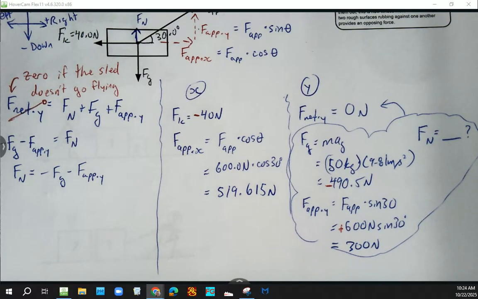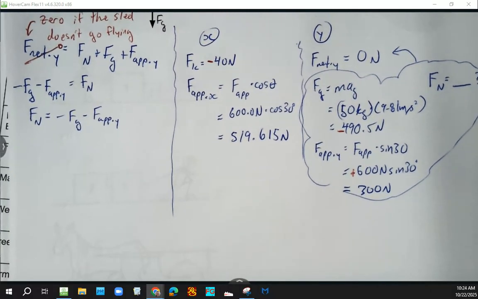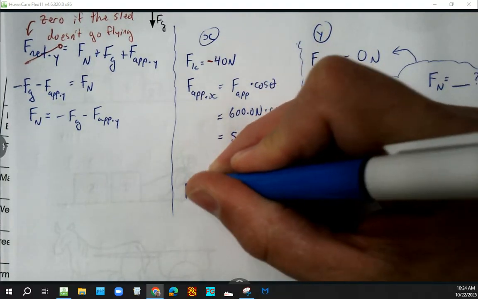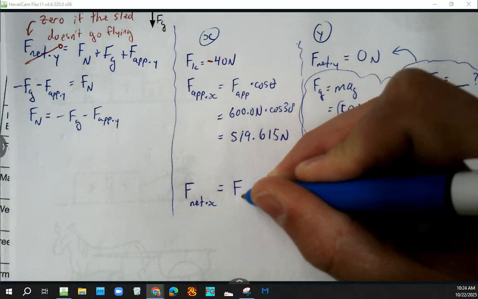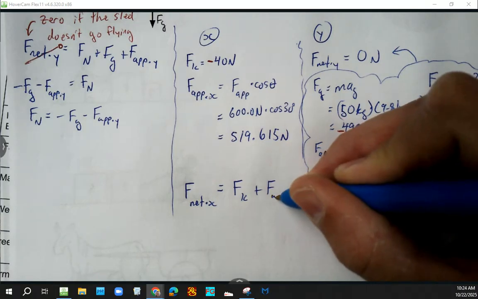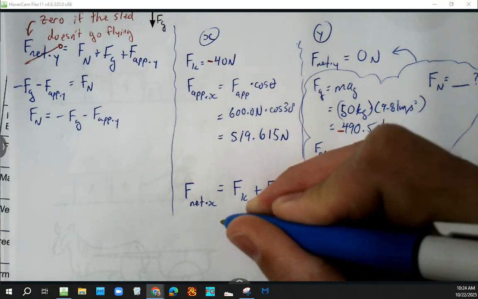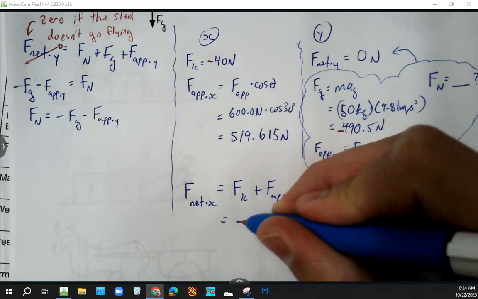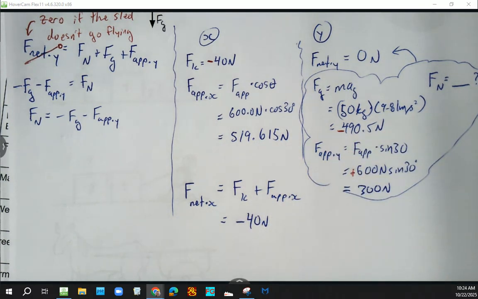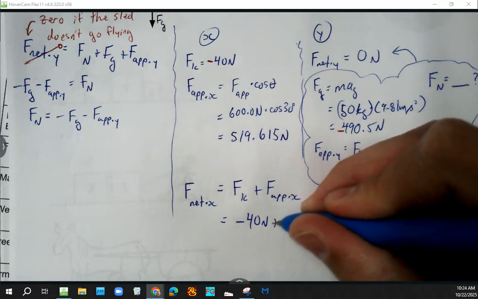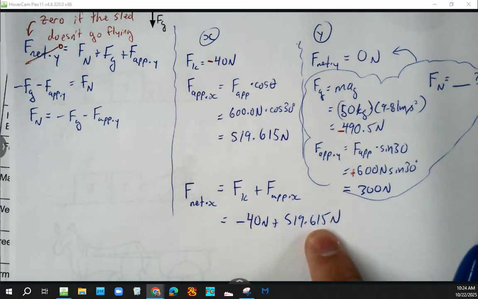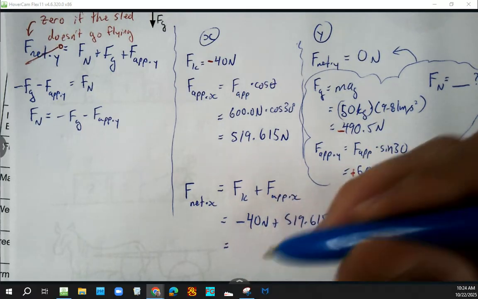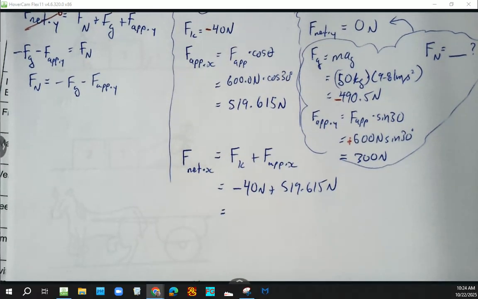And so what's going to contribute to the kid's acceleration is all the x information. So we can say, okay, well, F net x, let's put it underneath the x column, F net x is equal to Fk plus F applied x. Fk is negative 40 newtons. We said that before. F applied x is 519.615 newtons. Notice that negative 40 means it's working against mom. And maybe you can do this in your head. What do you get?